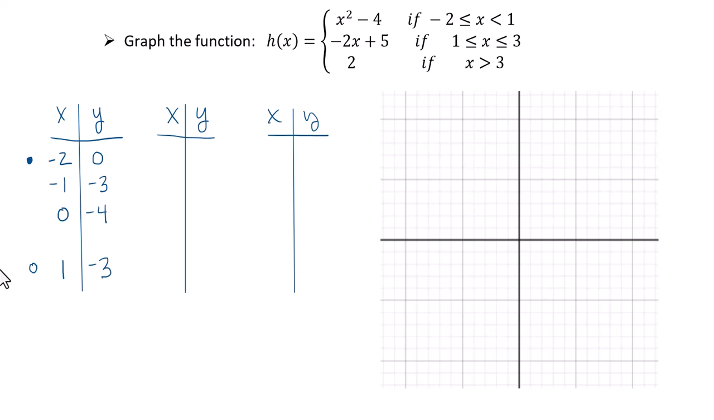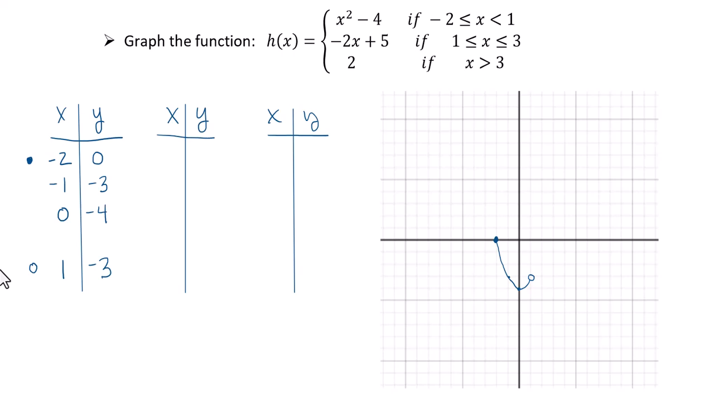Before we lose focus on what we're doing, let's go ahead and graph this piece. I have -2, 0, and it's a closed circle. I have -1, -3, 0, -4, and 1, -3, and that is an open circle. When I connect those pieces, it's part of a parabola that's including this end but not including this end.